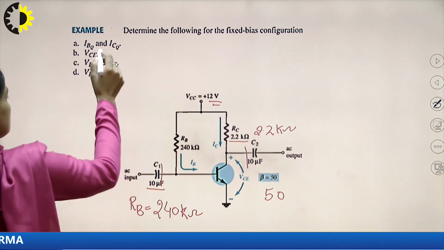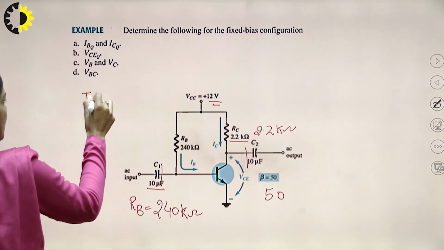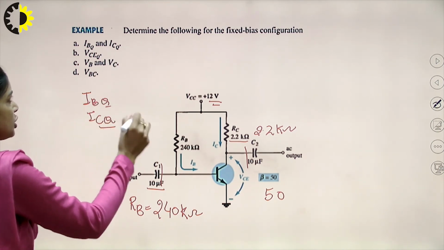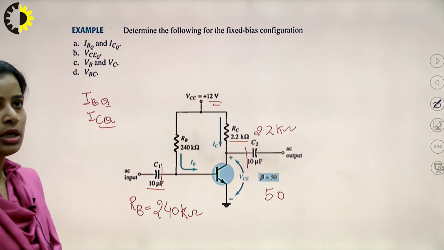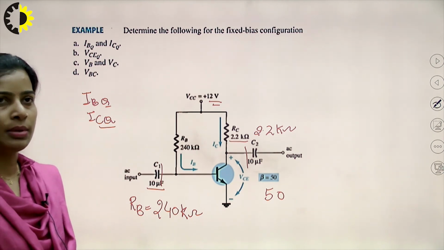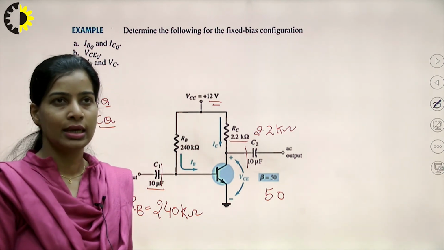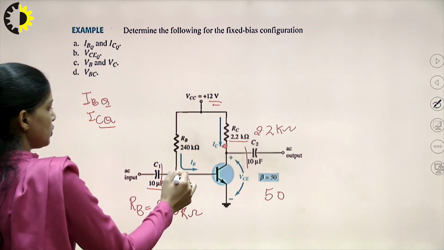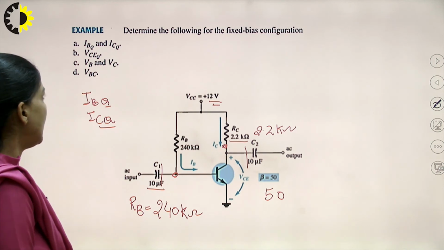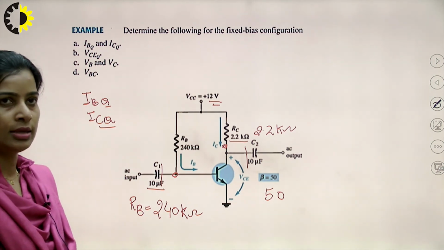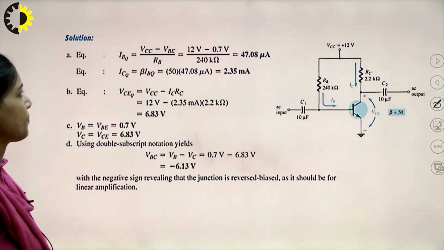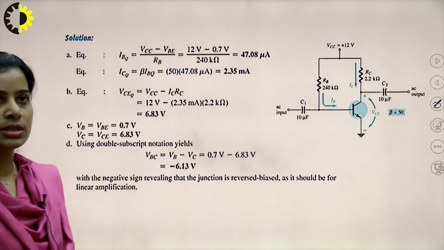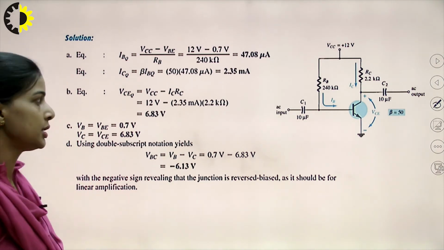It is asked to determine the value of IBQ, ICQ, where Q means the quiescent values, VCEQ, the value of VB, the base voltage, VC, the collector terminal voltage, and VBC. By writing different KVL equations, we can easily calculate it.